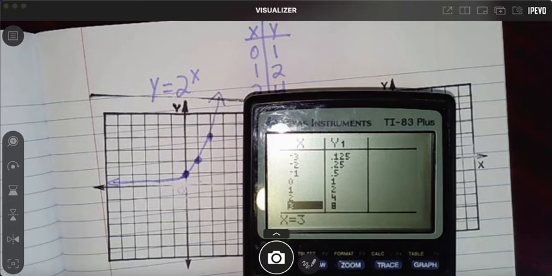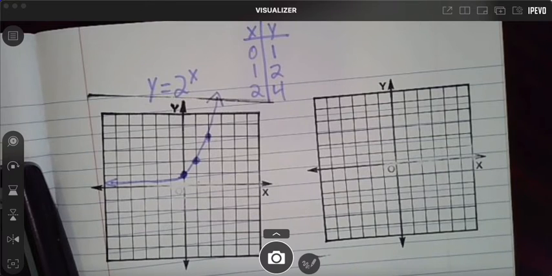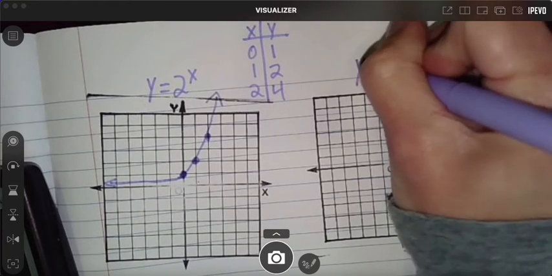Let me do another one. All right, let's do y equals 2 times 3 to the x.